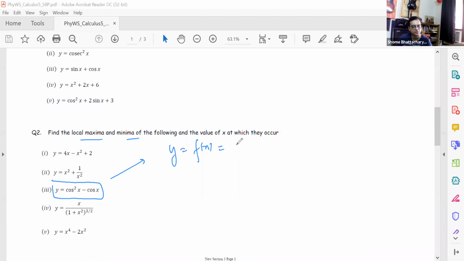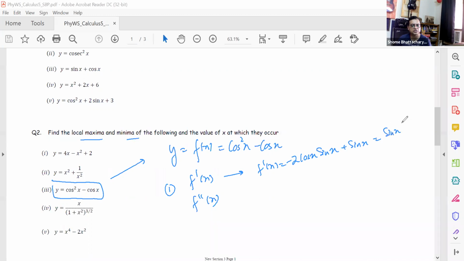So let's just go over the steps once more. Same steps you'll apply to all the things. First step is find the derivative of the function, and find the second derivative of the function. So the derivative here is differentiation of this. You can see that that is 2 cos x into minus sin x, plus sin x. So it is sin x into (1 minus 2 cos x).